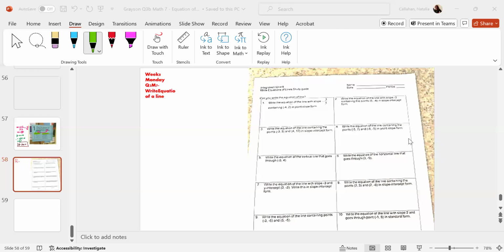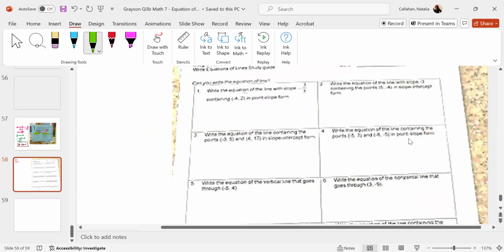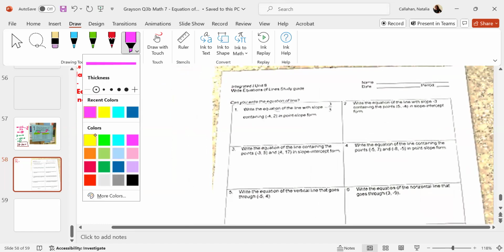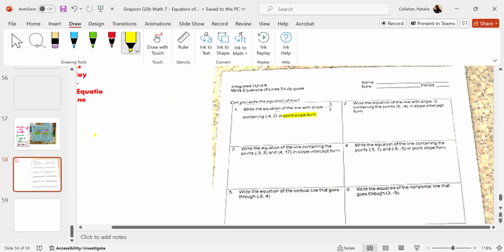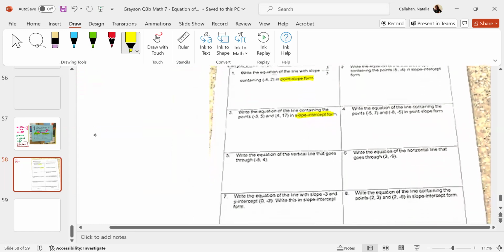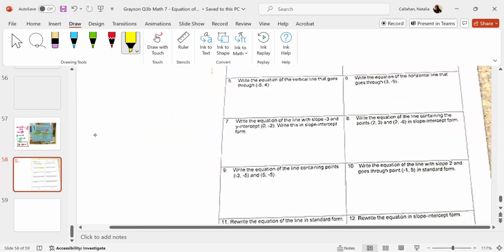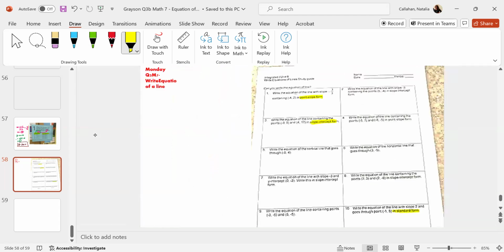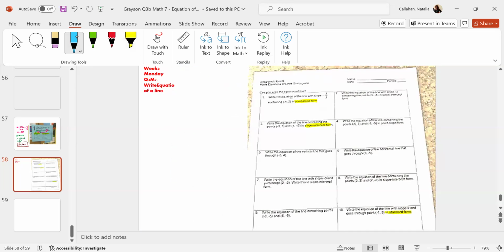Okay, so this is week 8, Monday, quarter 3, math 7, writing equation of a line study guide. So this is what you have, correct? You see how she asked you specifically to write them either in slope-intercept form or point-slope form, or let's see, I think there's a standard form here somewhere. Yeah, standard form, right? We already went over what they are, right?